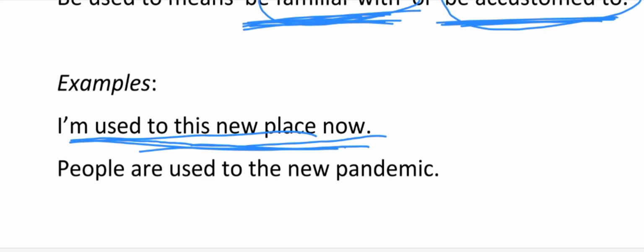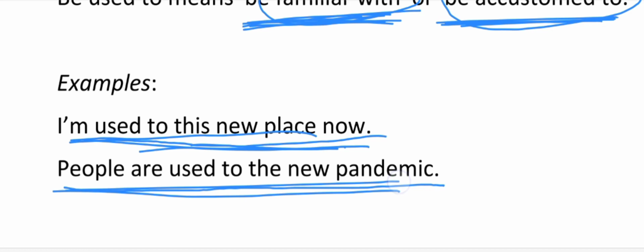Or the second example, people are used to the new pandemic. Now, at the initial stage, Corona was really alarming, and people were not used to the new pandemic.